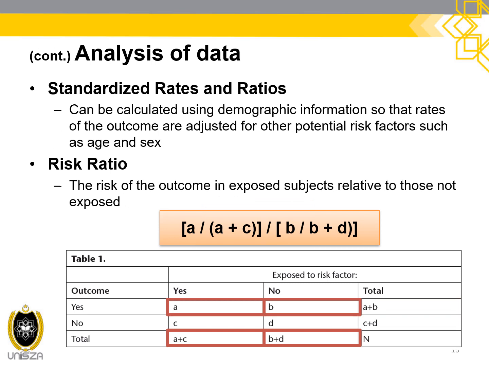Standardized rates and ratios can be calculated using demographic information so that rates of the outcome are adjusted for other potential risk factors such as age and sex. This is normally done using statistical software. And the third is risk ratio of the outcome. It is the risk of the outcome in exposed subjects relative to those not exposed. This risk ratio, or RR, has been covered in our previous lecture.